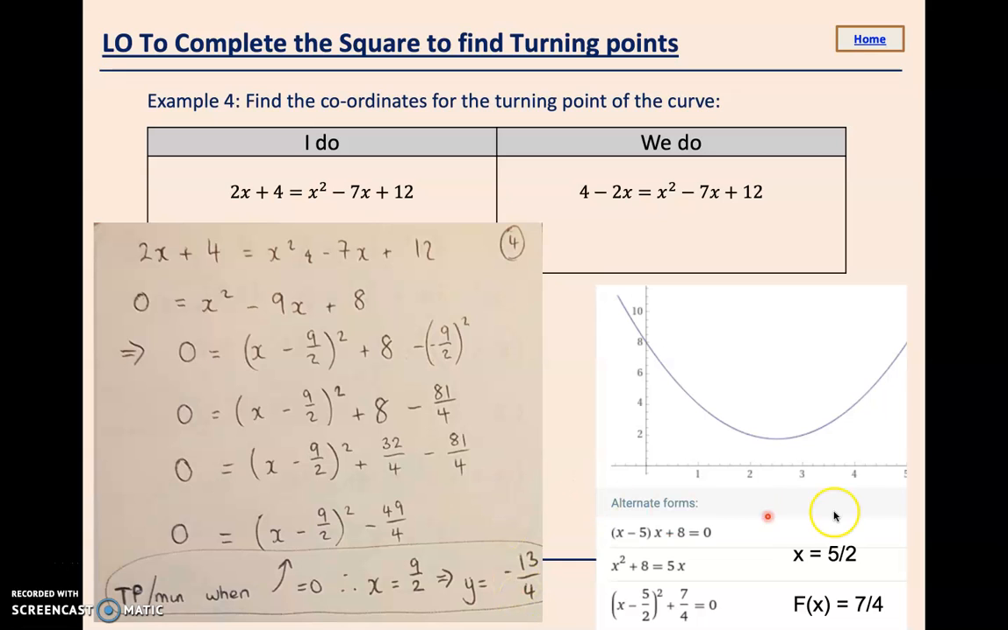And so here we go. I've actually showed you here what the function looks like, what the curve looks like. And as you can see, what I've done is I've collected the terms onto one side. I have then completed the square. I can see that my x is going to be 5/2, and I can plug back in my 5/2 into my function to find out what the y coordinate or the f of x coordinate is.